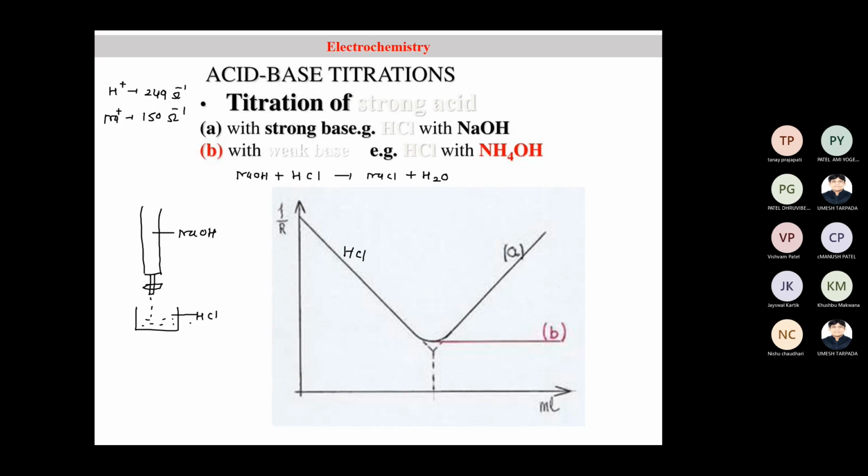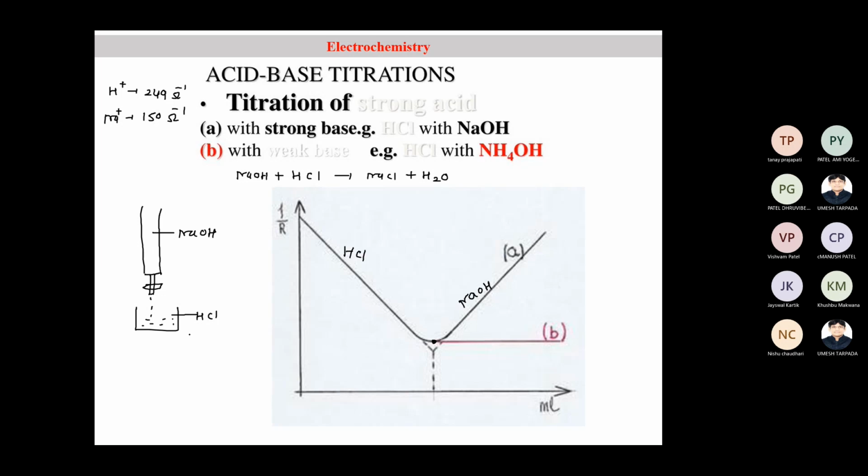But after the endpoint, after neutralization of HCl, you are further adding NaOH, then what happens? Initially it decreases because H plus is replaced by Na plus, but once all the H plus is replaced and you further add NaOH, it starts to increase from here. This increase is due to NaOH, Na plus and OH minus.